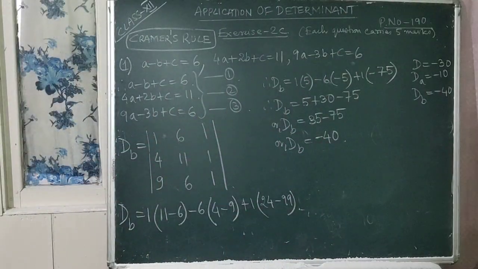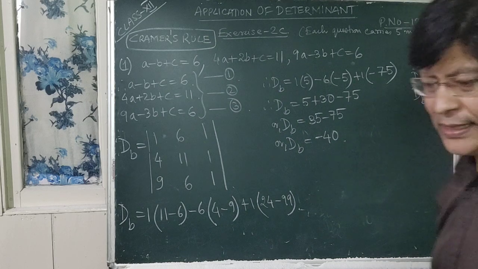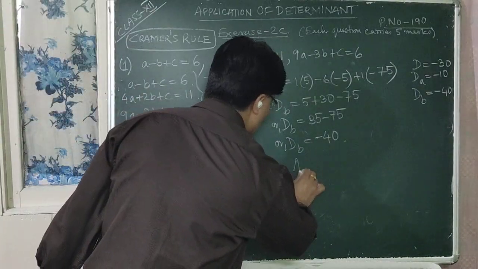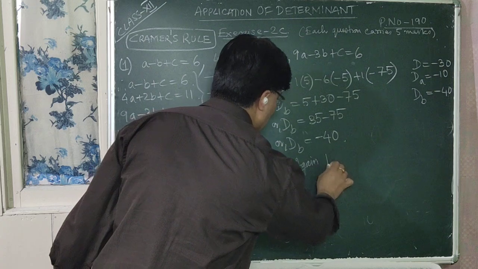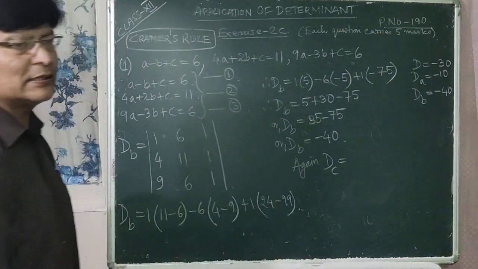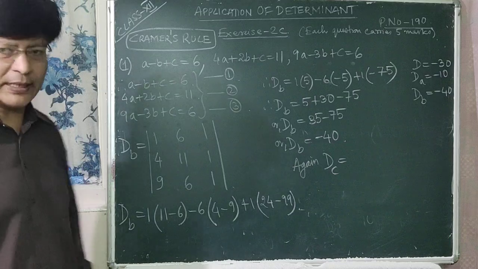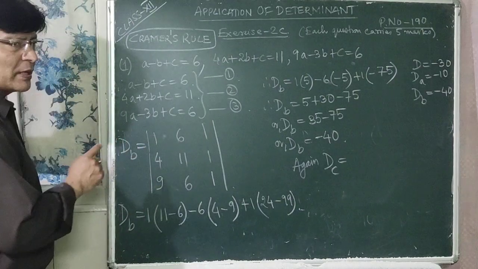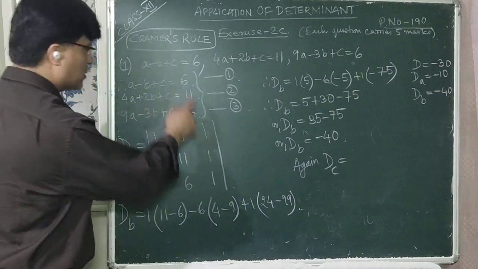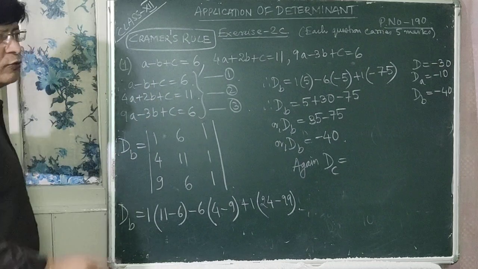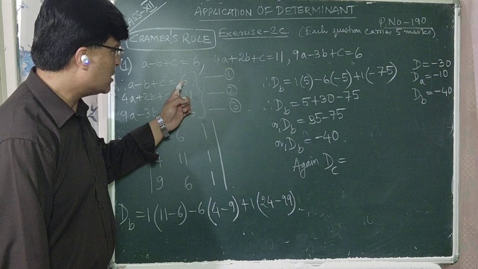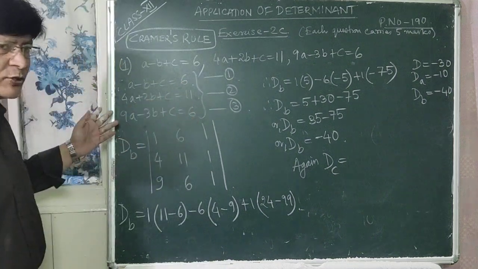So next, you have to get the value for what? DC. Okay. Now let us find out DC now. Again, DC, that is determinant containing C. Now, how can we get DC now? So in determinant D, that is third column over the coefficient of C. And that third column will be replaced by this constant 6, 11, 6, keeping the first two columns same.